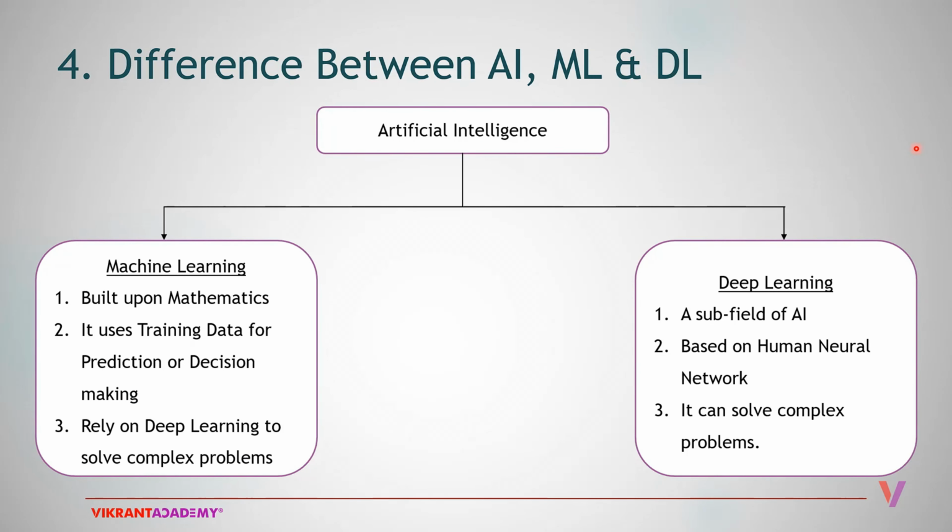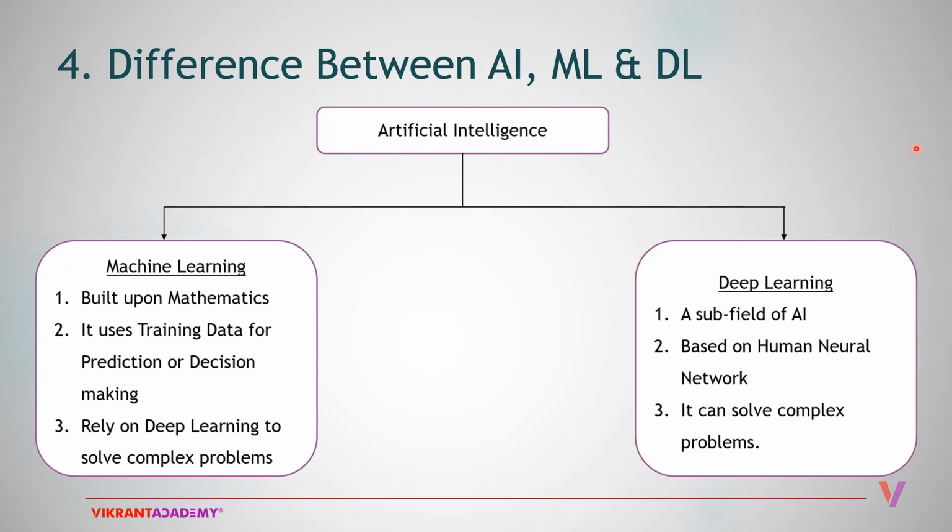Now moving to the next one, the difference between AI, ML and DL. We often get confused about what is AI, what is machine learning and what is deep learning. And to further clarify the concept, I'm going to tell you what AI, ML and DL are. So machine learning is built upon mathematics. Machine learning is all about mathematics. It uses training data for predictions or decision making.